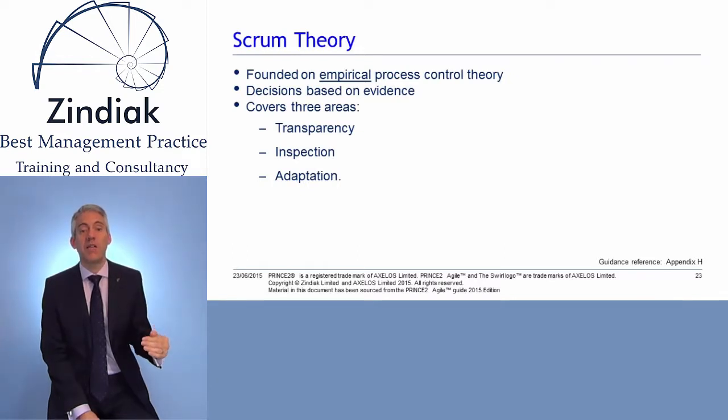So the three key areas are transparency, inspection and adaptation. And we inspect to create empirical evidence and we adapt based on that empirical evidence. And transparency has a number of benefits, but one of them is improved communication. So we're not hiding anything. What the development team is doing is transparent to people outside of the development team, so they can be assured that the development team is developing and acting as the business requires it to.